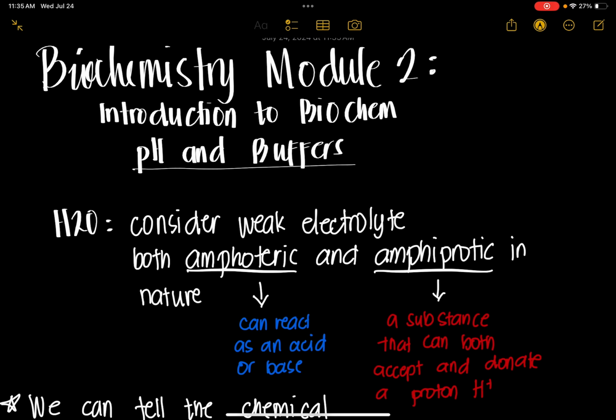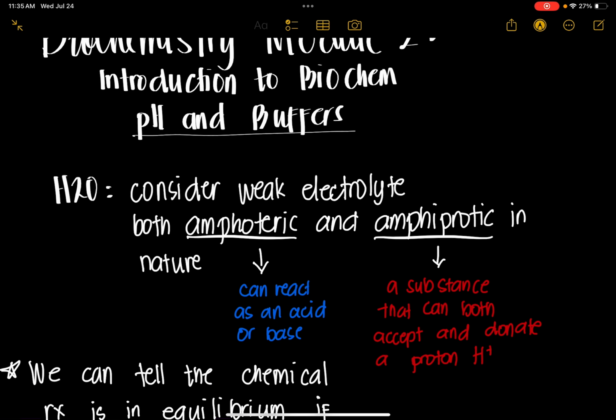So, Biochemistry Module 2, Introduction to Biochem, pH, and buffers. So, we have number 1, water. What is water? It is considered a weak electrolyte, both amphoteric and amphiprotic in nature.